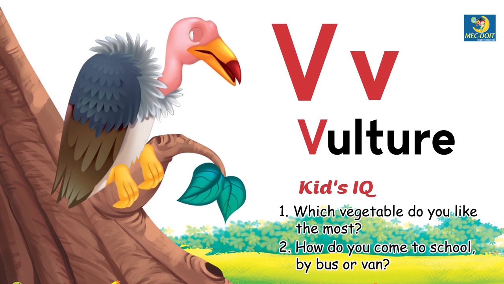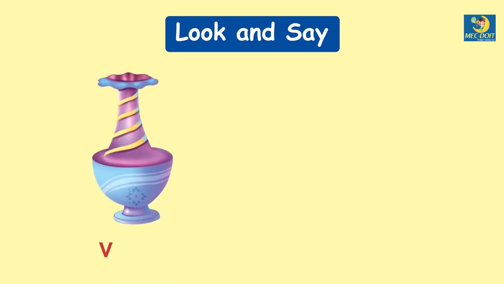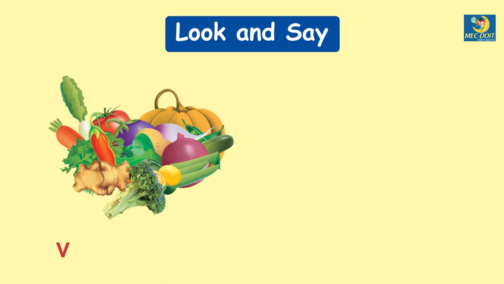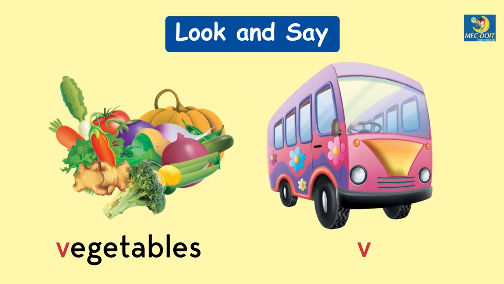By bus or van? Look and say: vase. V-A-S-E, vase. Violin. V-I-O-L-I-N, violin. Vegetables. V-E-G-E-T-A-B-L-E-S, vegetables. Van. V-A-N, van.